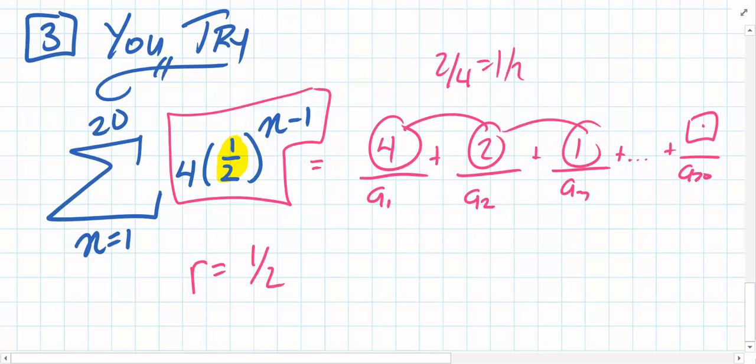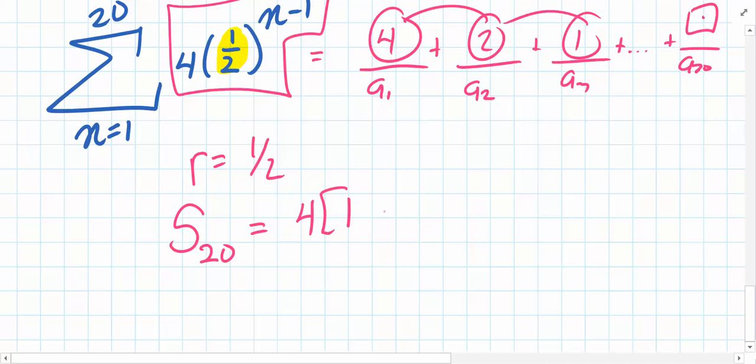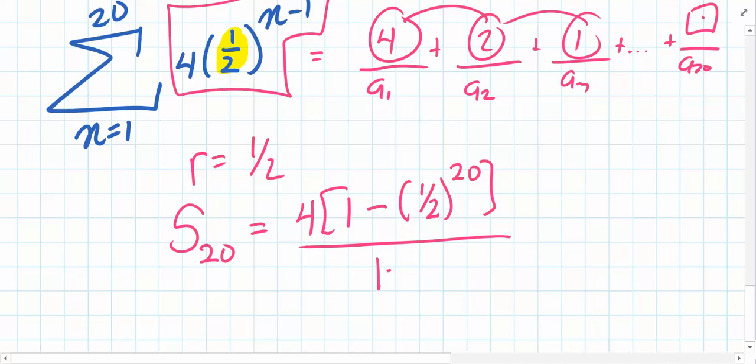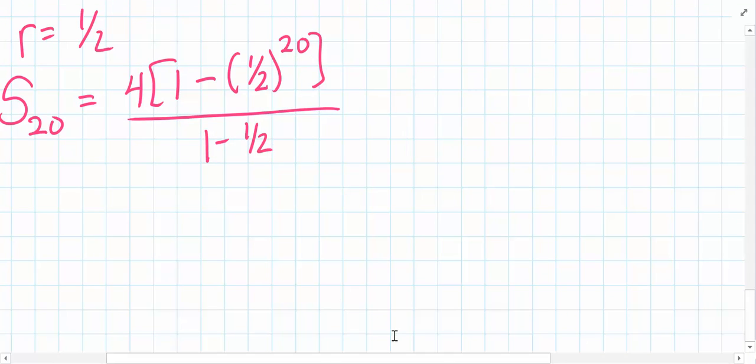We want the sum of the first 20 terms, which is going to be the first term, which is 4, times 1 minus the ratio, which is 1/2, raised to the 20th power, all divided by 1 minus 1/2. Okay, I'm going to move this over so we can plug this into the calculator together, and we can get an approximate answer to this. So if I move this to right about there.